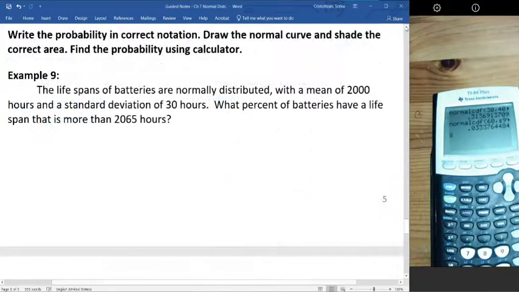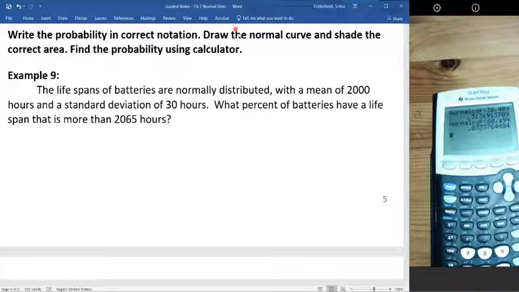Let's take a look now at another example. Write the probability in correct notation. Draw the normal curve and shade the correct area. Find the probability using a calculator. This is how we usually do this type of problems. So let's read the problem.